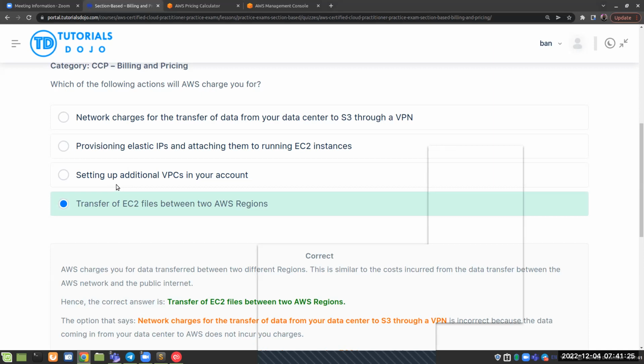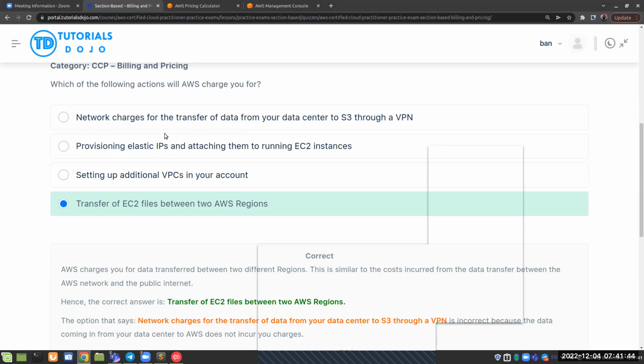Excuse me, sir. Is it only when the EC2 instance is running that it is charged, or when it's stopped, is it not charged? Well, I'm talking about elastic IP, right? Is that a different question, or are you asking in relation to this?